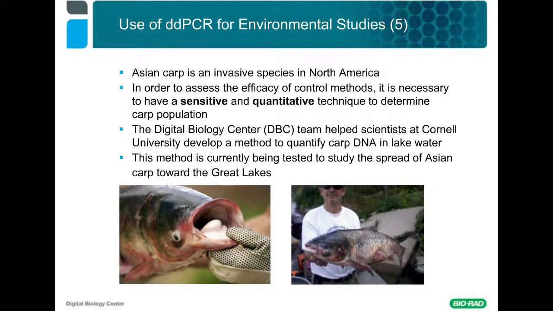Scientists at the DBC helped a team of scientists at Cornell University, under Jim Casey's supervision, to develop a method to quantify mitochondrial carp DNA in lake water. This method is currently being tested to assess the spread of Asian carp, specifically the spread towards the Great Lakes, where the Army Corps of Engineers is currently developing a set of barriers to stop the invasion.